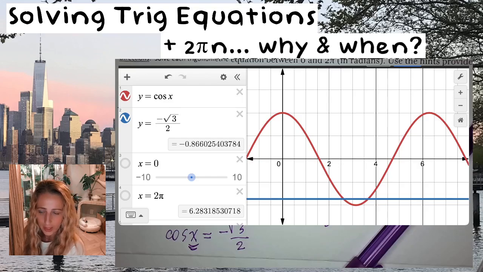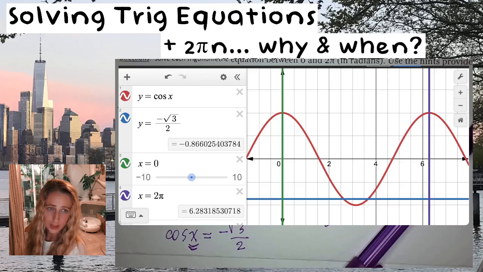Now, if we only want answers between 0 and 2 pi, I just graphed 0 in green. That's 0 right there. And 2 pi, I just graphed in purple. So it's like saying, I only want the answers between this and this. Now, why might I only want the answers between there and there?